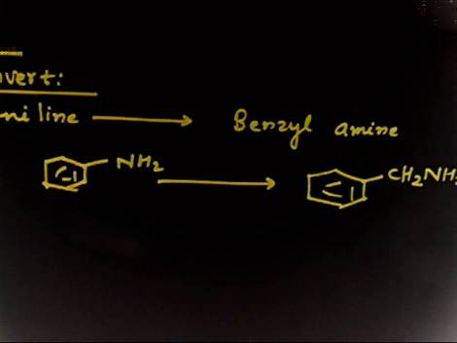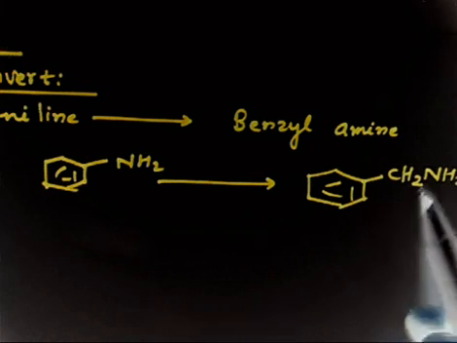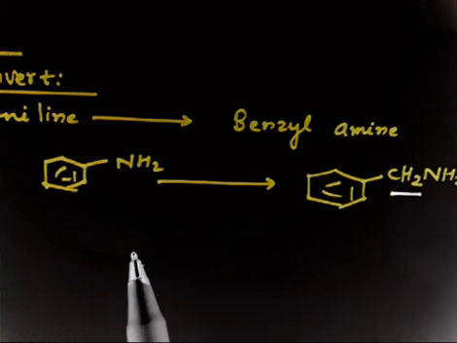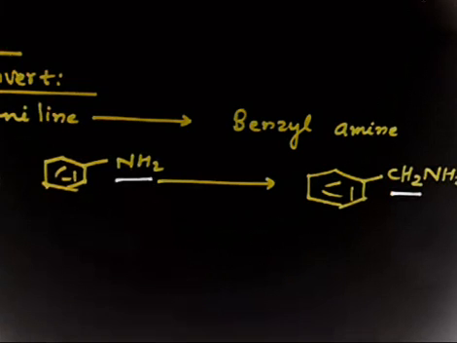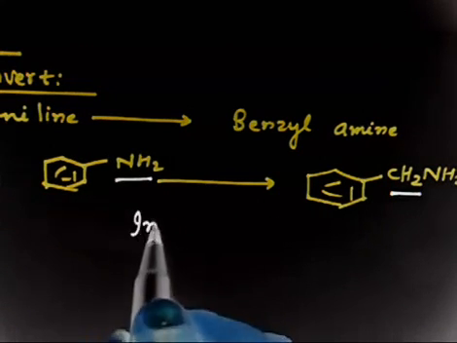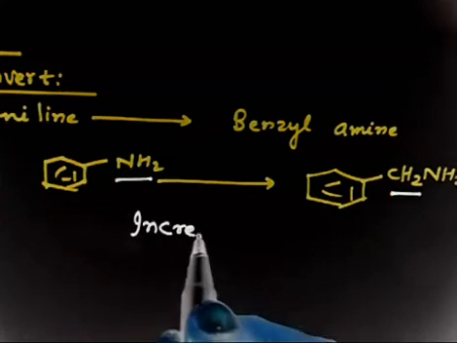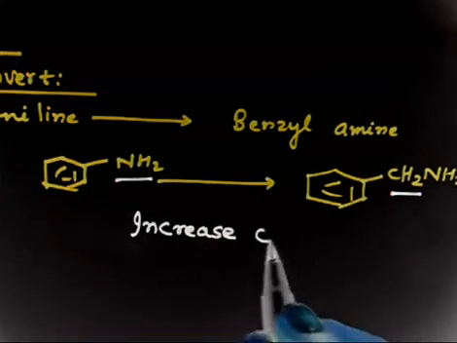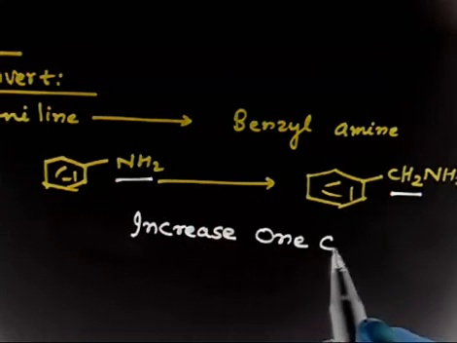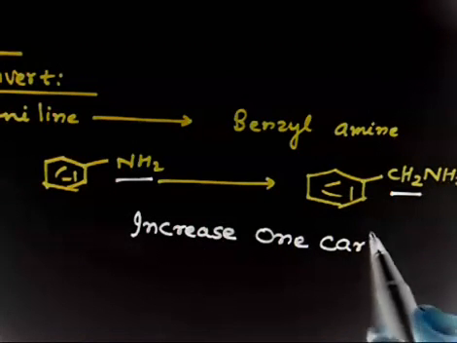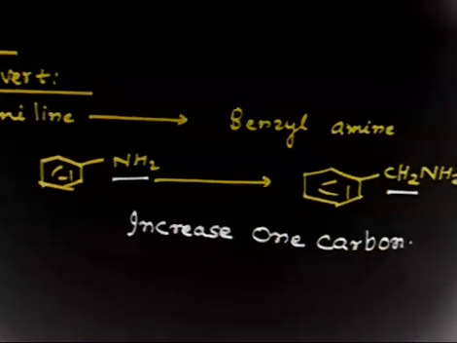So first you see the product, you have to increase one carbon. Here you have one CH2, and here I have only the NH2 group. So it seems I have to increase one carbon. That is the important point. So now you see how will you proceed.